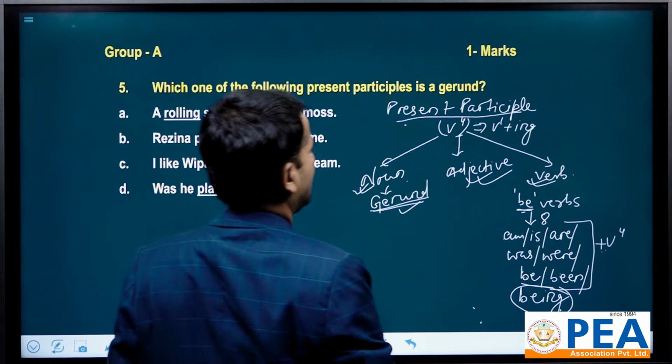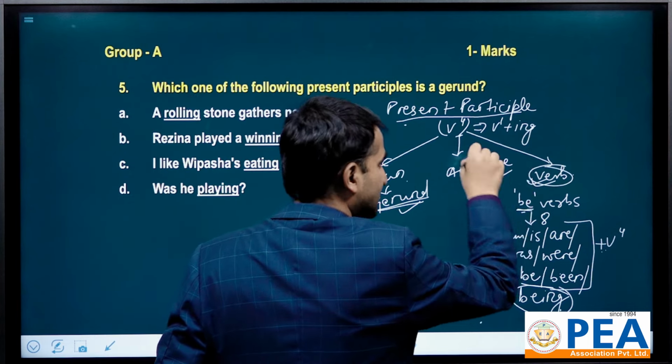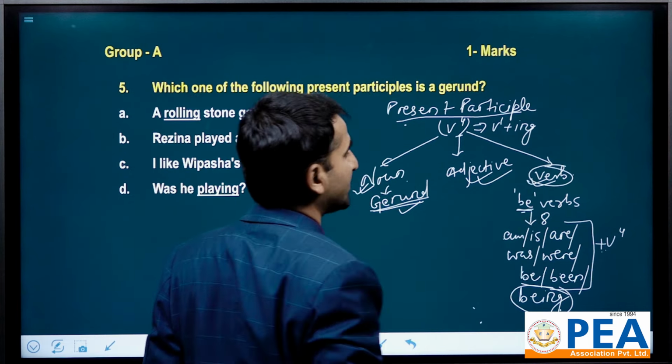Now we have to say to be a verb. Present participle, whom to call a present participle as a verb. To be a verb, what do we have to do?